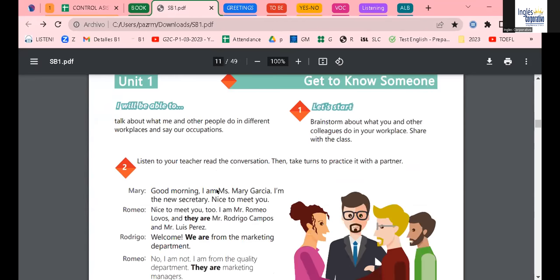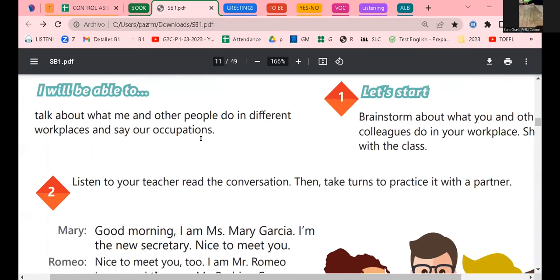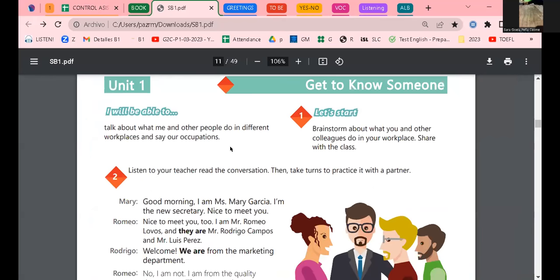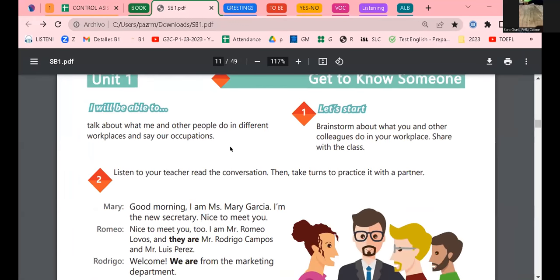We have the conversation. Look at this. Can you read this information, please? Sara, please. I will be able to. Sara, nos ayuda a leer. I will be able to. Okay. I will be able to talk about what me and other people do in different workplace and say our occupation.